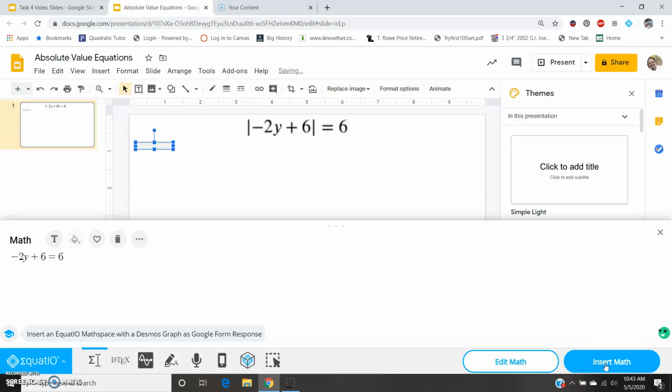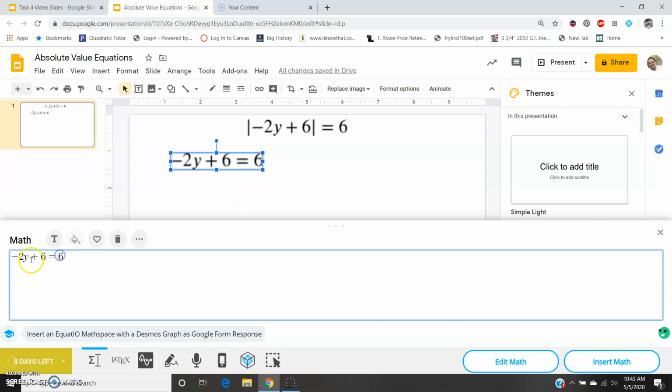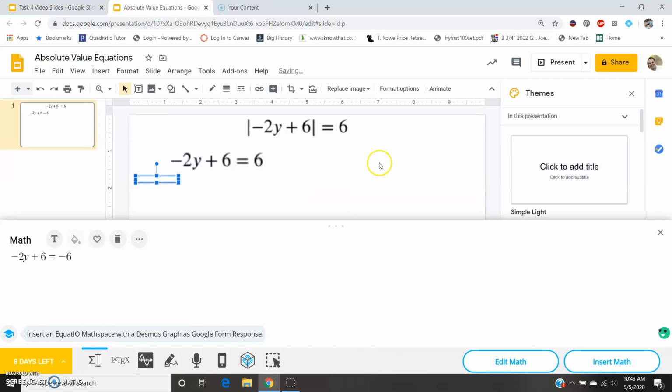I'm going to insert the math. I like to put them kind of in this area. And then, to be honest, we can do the other one right away as well. We want to know when this thing is negative 6. All right, so when I insert that math, I'm going to put it over here, and I'm going to solve two equations. Okay, I'm going to solve them separately.